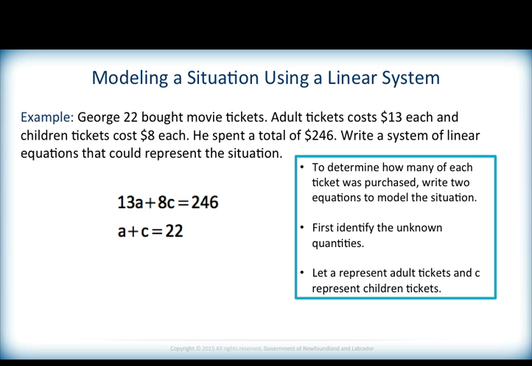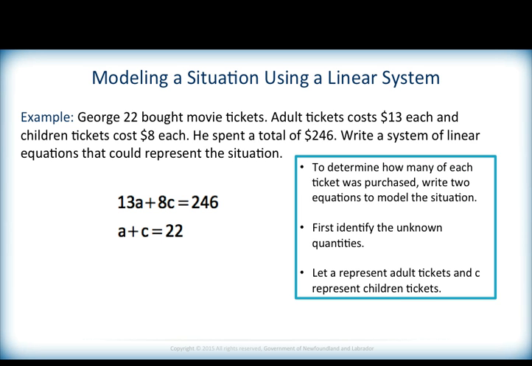As you can see in the box, there are three distinct steps that we need to follow to determine how many of each ticket was purchased: write two equations to model a situation, similar to what is done on the left-hand side. First, identify the unknown quantities. The unknown quantities here were the adult tickets and the child tickets. We didn't know how many of each ticket was bought in order to give us a cost of $246. We knew that 22 tickets were bought in total, but we didn't know how many of each.